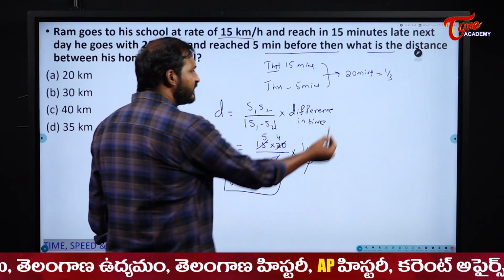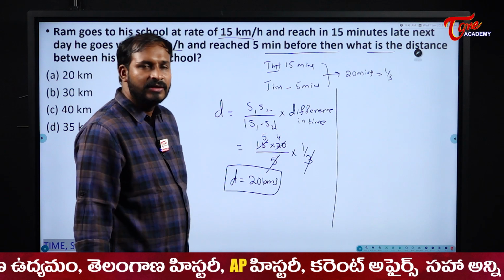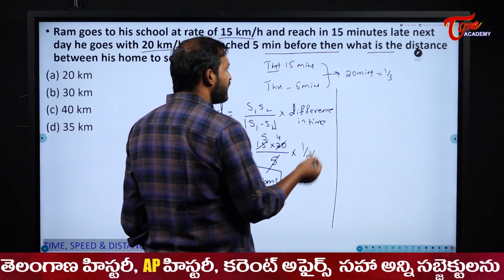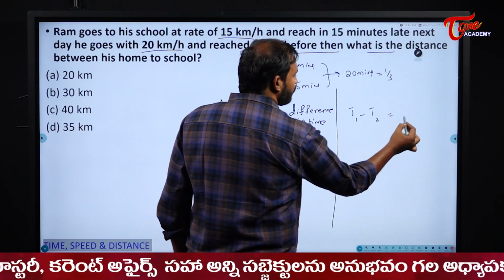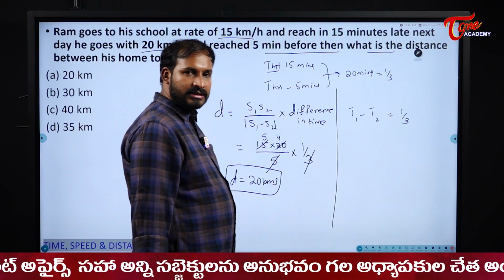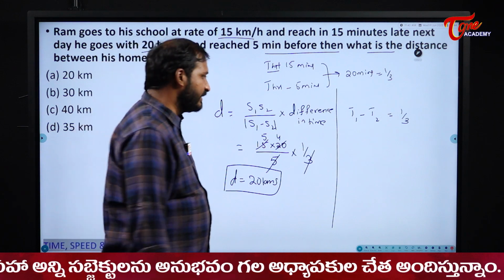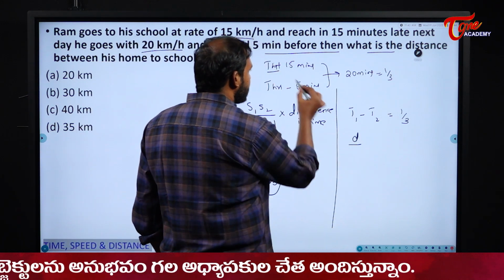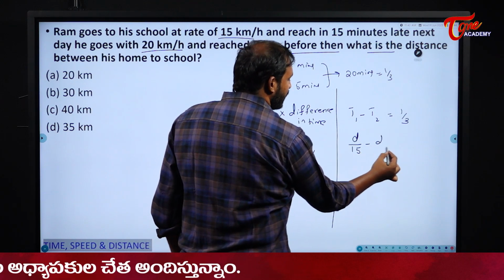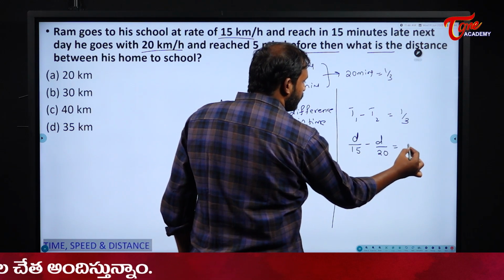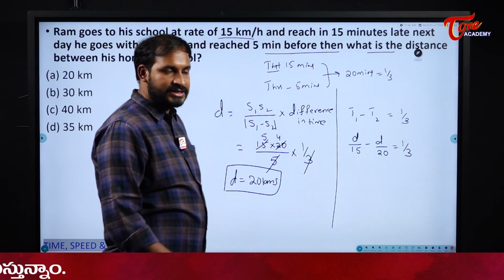See here, students, if we go with the regular method also, we'll get the same thing. What is the time difference? The time is more in my first case. T1 minus T2 is equal to 1 by 3. Time formula is distance by speed. Distance by his actual speed, initial speed 15, minus distance by his next speed 20, is equal to 1 by 3.